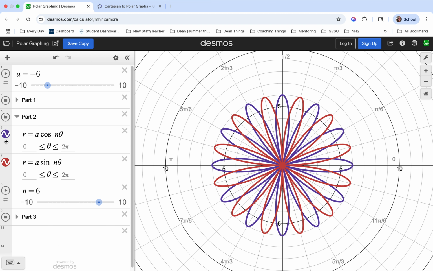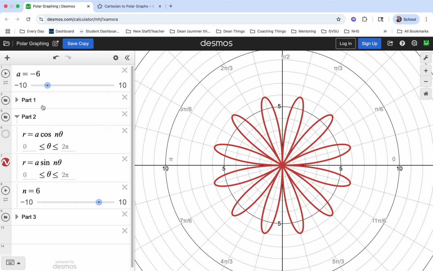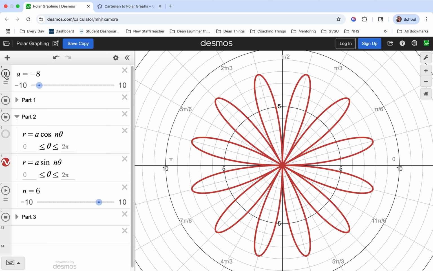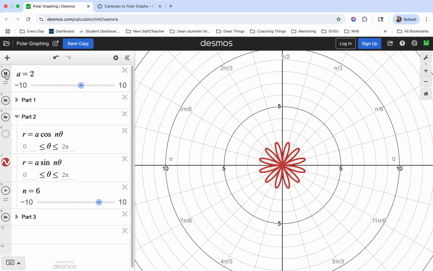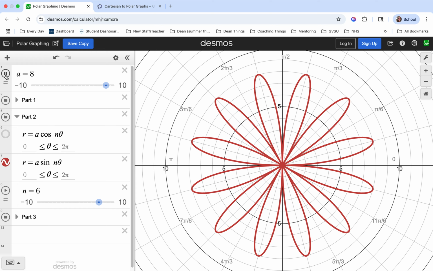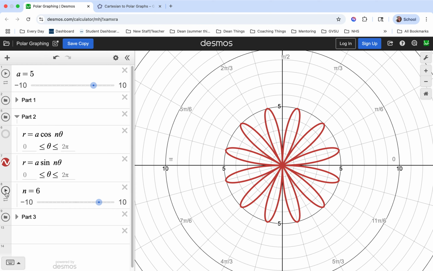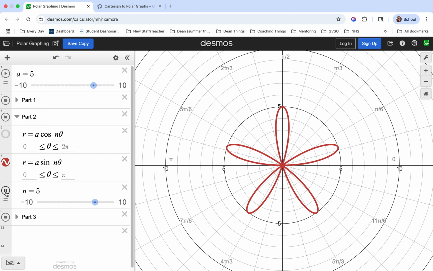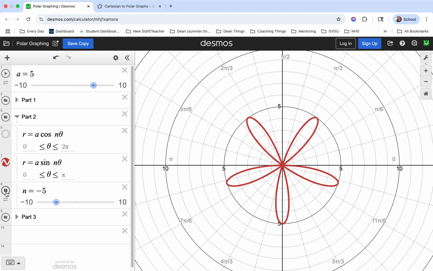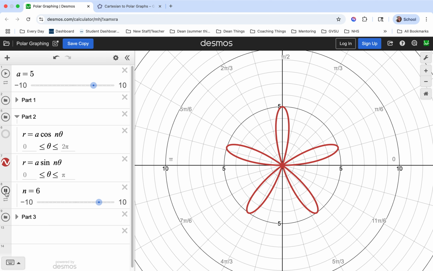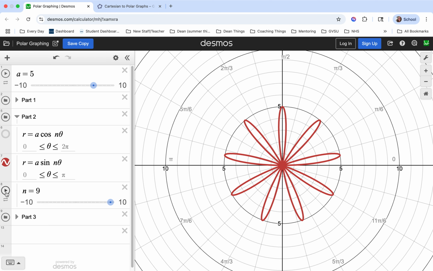And then if we want to do sine, let's turn off cosine and let's see. So I'm going to start with our A value. So as we change our A value, what's happening? And then our N. So based on what we can see, go ahead and pause this video and answer 1A and 1B, and feel free to play around with it on your own as well.